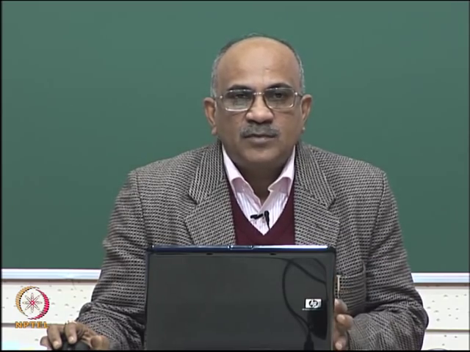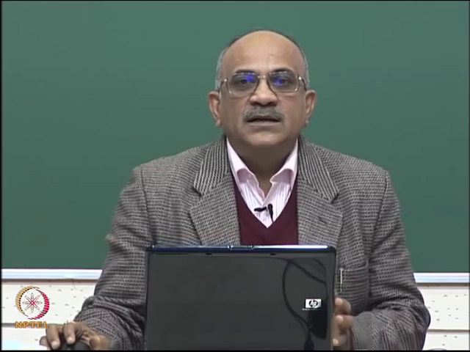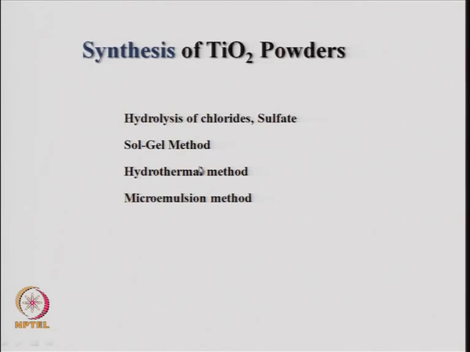So, it is a very challenging and important problem to convert TiO2 to a visible light photocatalyst instead of a UV photocatalyst. Now, how do you make titanium dioxide if you have to make it in the lab? Titanium dioxide is of course available in nature also, but you want to make titanium dioxide in the lab or in industry in bulk quantities.